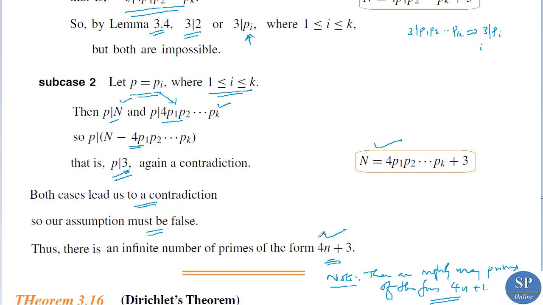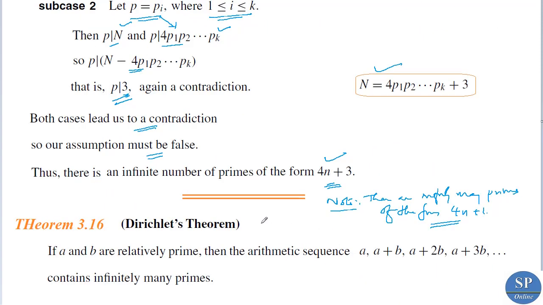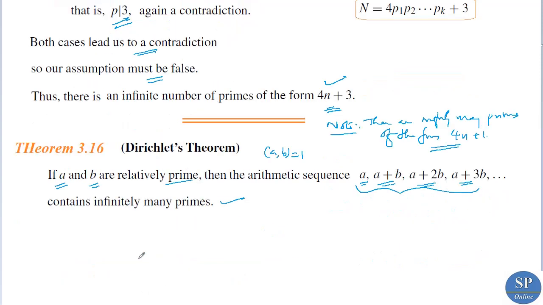Okay. Now we have a theorem, theorem 3.16, Dirichlet theorem. The proof of this theorem is not included in your syllabus. So the theorem states that if a and b are relatively prime, that is the GCD of a and b equal to 1, then the arithmetic sequence a plus b, a plus 2b, a plus 3b, etc. contains infinitely many primes. That is the Dirichlet theorem.